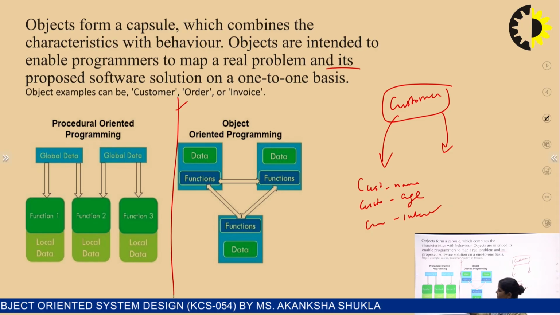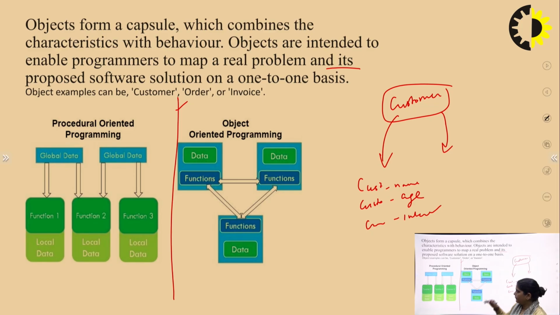Now we can clearly see what procedural oriented programming and object oriented programming are. In procedural oriented programming we have global data, and from global data we have function-like things, and that particular function contains the local data. Just opposite to that, in object oriented programming we have data and functions which are linked to one another. There is interconnection between all these functions or approaches.